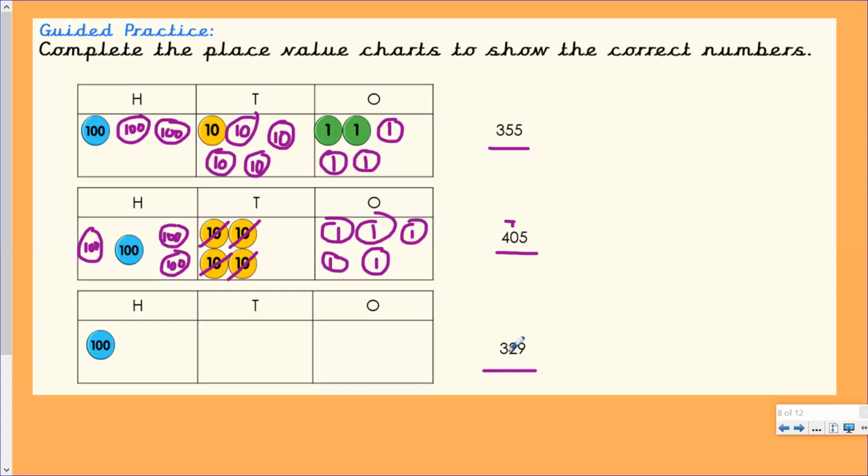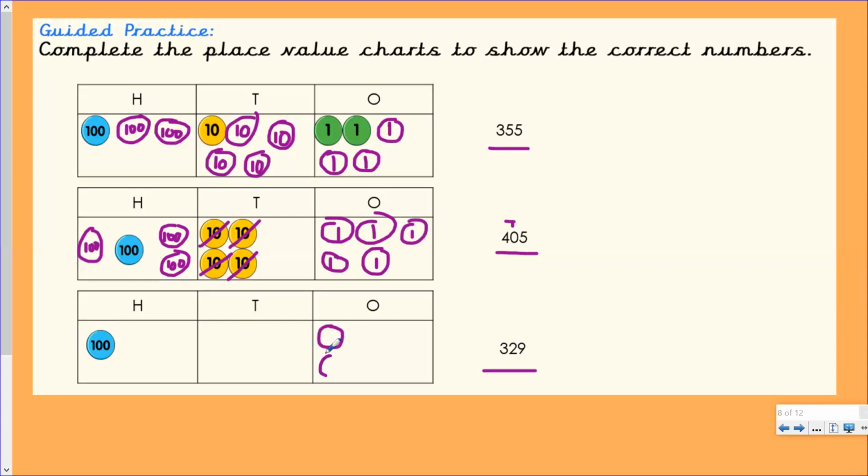And the last one, our number is 329. Our place value grid shows 100. There are no tens and there are no ones. So let's look at our ones. We need 9 ones. We're going to draw them in.